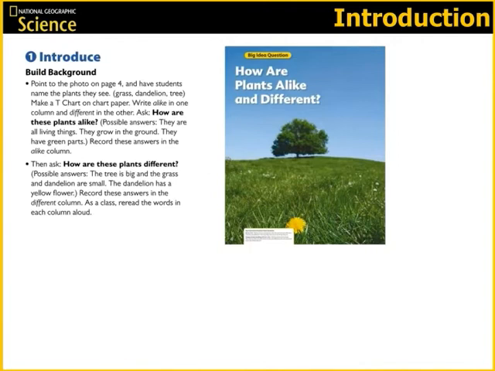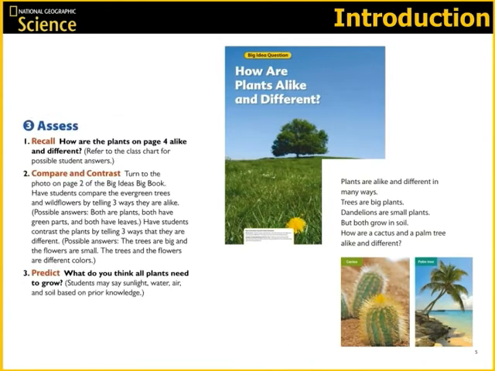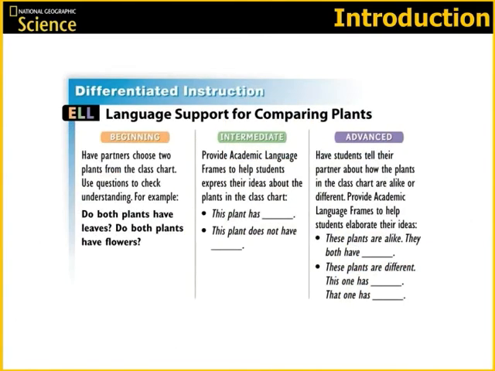The next lesson is an introduction that will only take place at the beginning of each topic. Begin by building background using the photos provided and asking questions. Then read the introduction aloud and discuss. Finally, assess students' grasp of the science content by asking the questions provided. This lesson also includes differentiated support for English learners as they participate in the discussion.